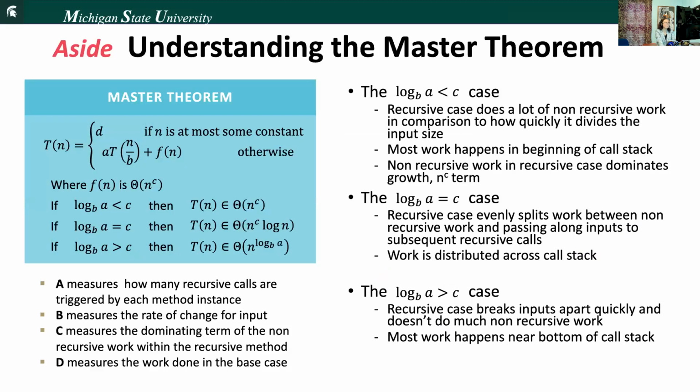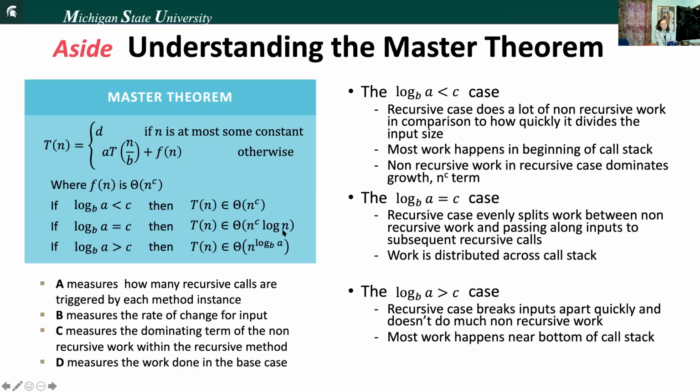Here are your cases. Log base B of A is less than C means T of N is theta of N to the cth power, as long as you figure out what power your polynomial is. We know, we just looked at the example. Theta of N means N to the first power, therefore C is 1. Okay? If log base B of A equals C itself, then what you are doing is your theta is determined by N to the C, whatever C is, times log N.